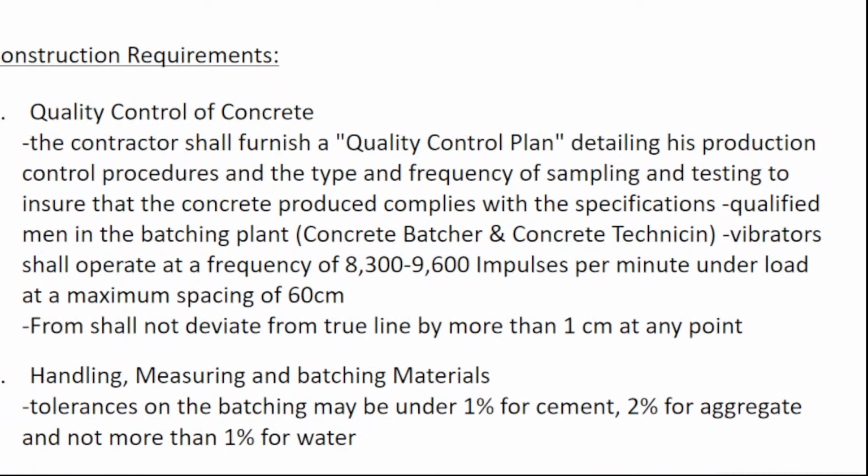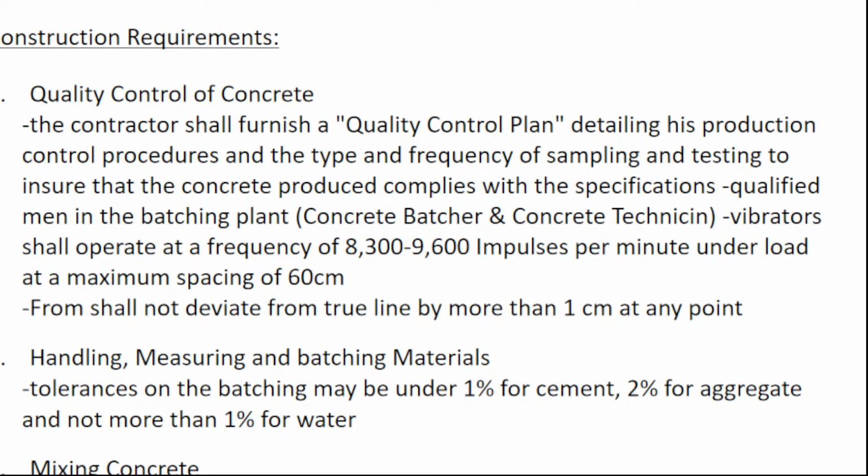Construction material requirements. So, we have quality control of concrete. How to control the concrete? Vibrator shall operate at a frequency of 8,300 to 9,600 impulses per minute under load at maximum spacing of 60 centimeters or 600 mm.